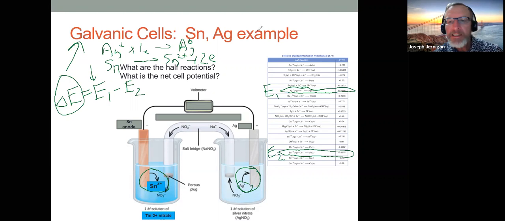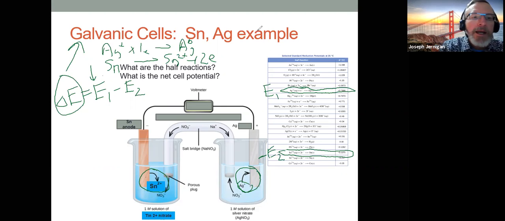There's a sign effect, but it'll become clear. So let's just assume delta E is positive. We want it that way. And so E1 minus E2. Now if I take E2 as written, it's Sn2+ plus 2 electrons going to Sn0. But do you see that by me putting a minus sign there, I just flipped that equation, and so now I have Sn going to Sn2+ plus 2 electrons.